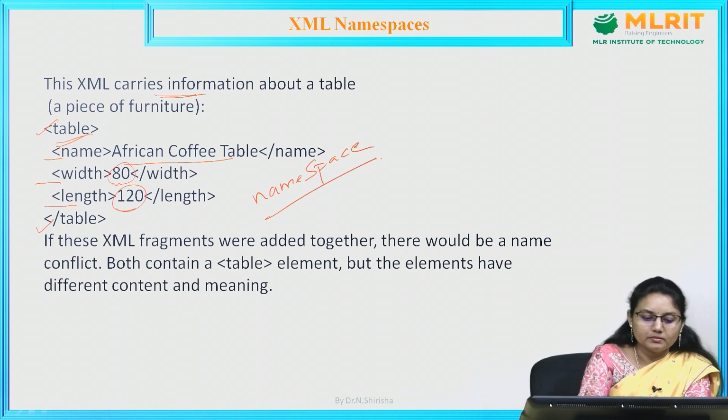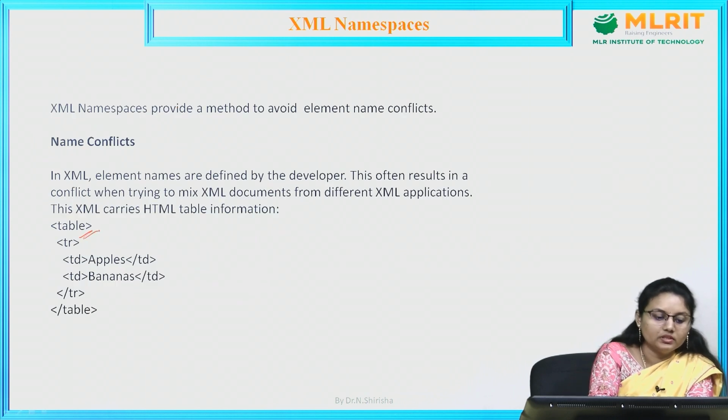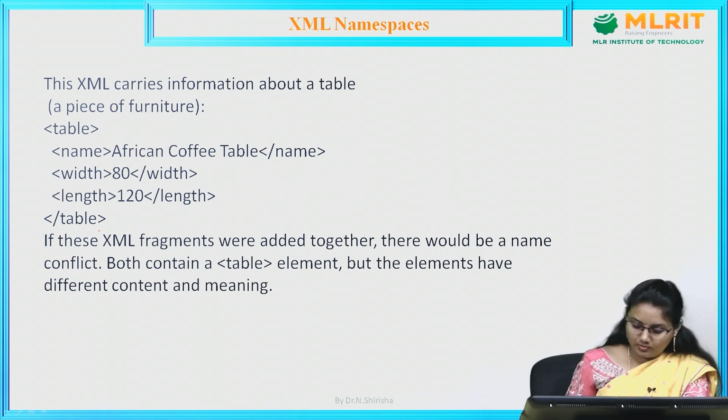So when XML fragments are added together, there will be a name conflict. Both contain a table element, but the elements have different content and meaning. Here the content is about the furniture. Here the content is about the HTML table. So to avoid this, what are we doing?